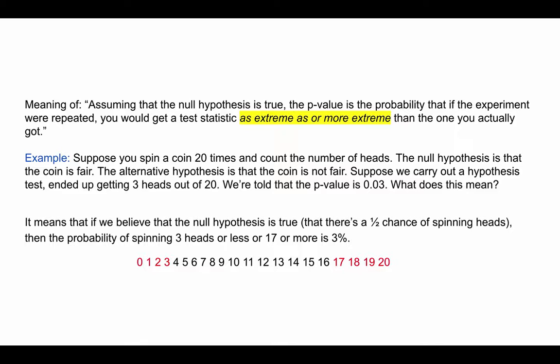So a p-value of 0.03 is the probability of getting an outcome as extreme or more extreme than the one we see if the coin were fair. So if the coin were fair, we expect to get 10 out of 20. We conduct this experiment with a p-value of 0.03. The probability of getting something as extreme or more extreme, in other words, the probability of getting a 0, 1, 2, or 3, or a 17, 18, 19, or 20, if our p-value is 0.03, is 3% chance.